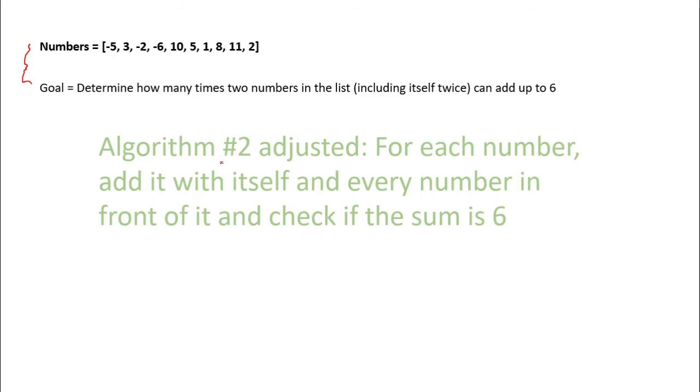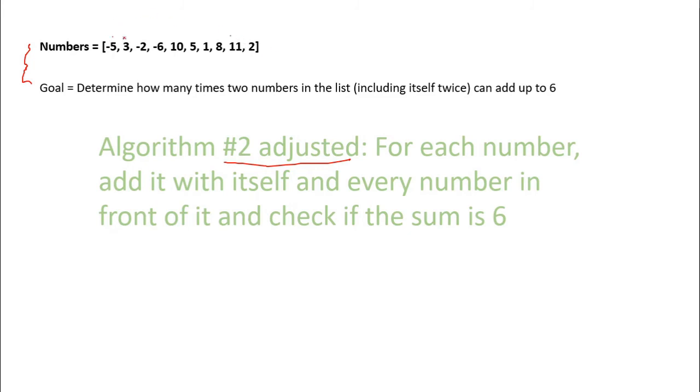And let's adjust this algorithm a little bit as well. One way we can adjust this algorithm is recognize that going backward is pointless since we've already found the pair, the sum, if we go forward. So for instance, if we take this and add it to, where are we? 11. That would give us 6.